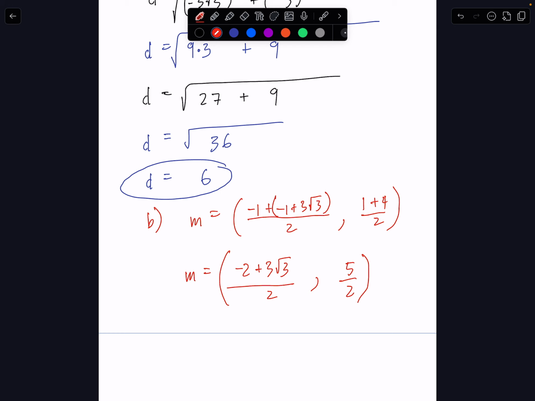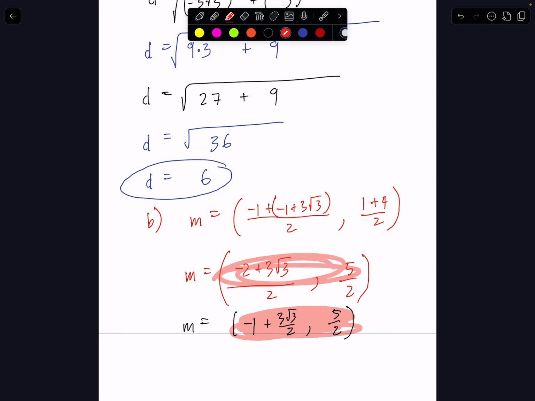Some people would like to maybe separate these two parts. That's okay. -2 divided by 2 would be -1. And then you still have this part as being 3 root 3 over 2. And the right side would still be 5 halves either way. Now, in terms of which one do you think is more simplified? Honestly, I think they're both roughly the same level of simplification. So on an exam, I accept either one of these. This step is still okay to me too.